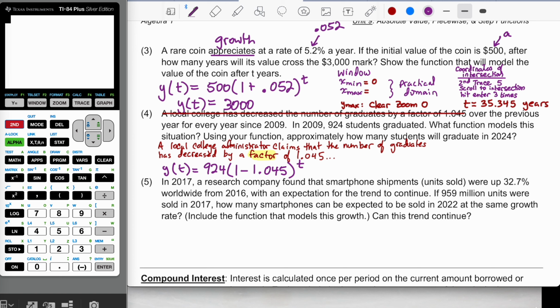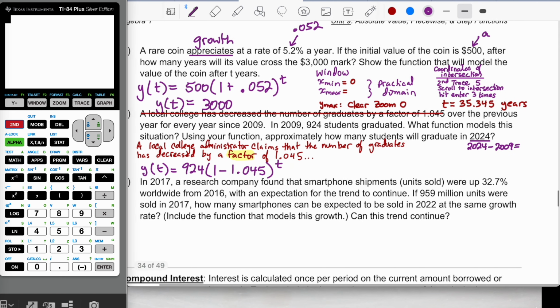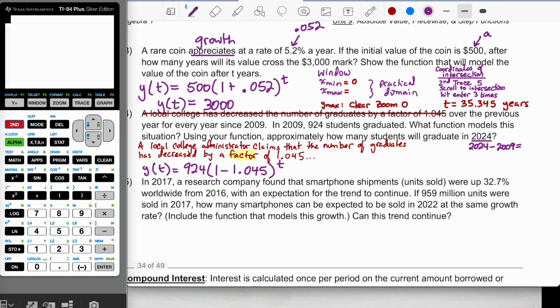So very simple setup, but there's actually a substantial flaw in the claim. But we'll get to that in a second. When they say how many will graduate in 2024, we're not going to put in 2024 for t. We're just going to put in the years since 2009. So we're going to do 2024 minus 2009, which is not 2015, 15. So we're looking for y of 15.